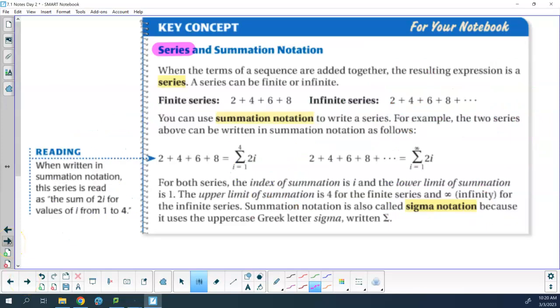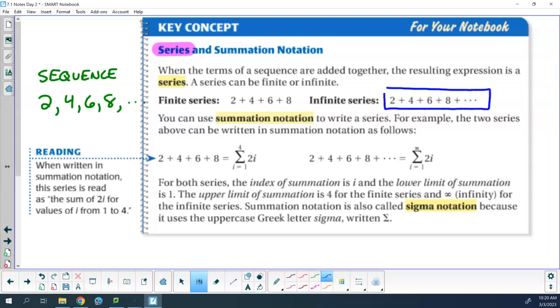All right. Okay. Now, we're going to talk series for the remaining part of today. A series is just a sequence where you add up all the terms. That's the only difference. Okay? So like the sequence for this one would have been 2, 4, 6, 8, dot, dot, dot. As a series, it's written like that. So you're just adding the terms together.